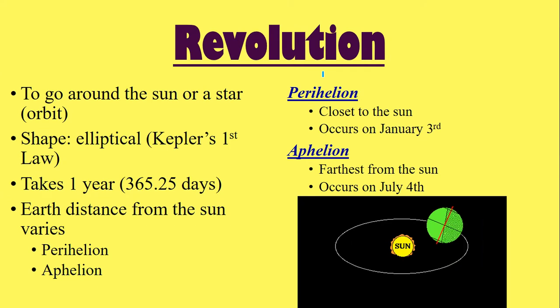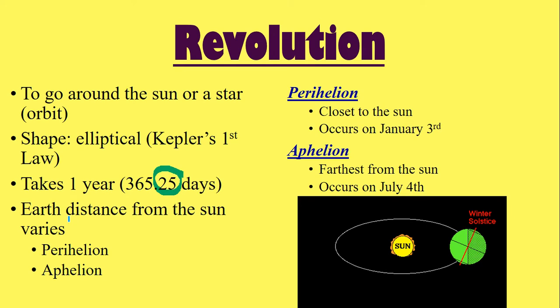Revolution is to go around the sun or a star, or the orbit. Remember, the shape of our revolution is elliptical from Kepler's first law. On Earth, it takes about 1 year, and 1 year on Earth is 365.25 days. That's why every 4 years we have that leap year with one extra day. Because for 3 years we do 365 days. In the fourth year we'll do 366 days, because the 0.25 days add up over 4 years to create 1 day. So every leap year we reset so that we are back on track with our 1 year.